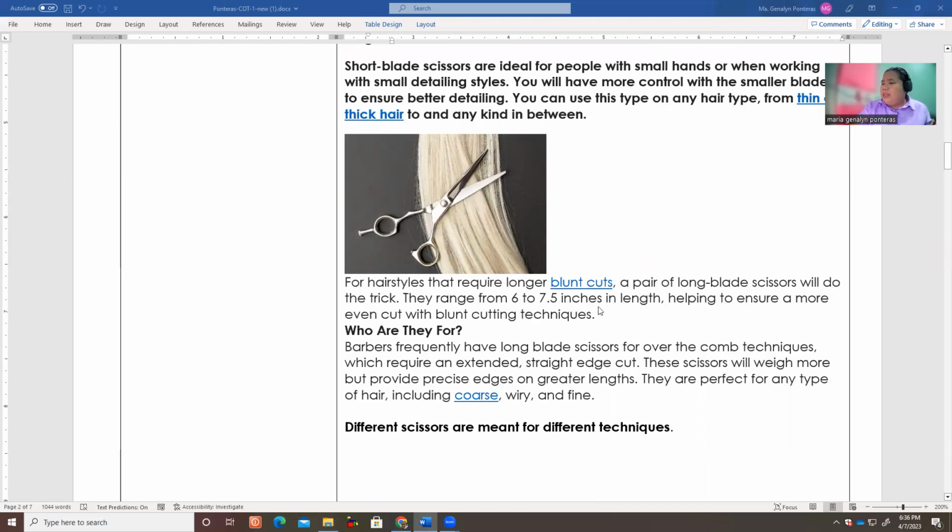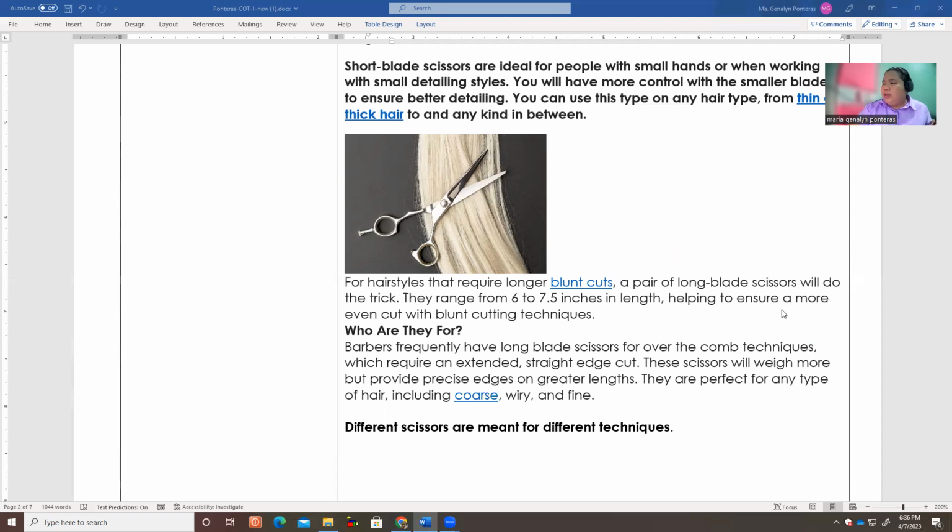Now, the last one is long blade scissors. So for the long blade scissors, it has a long blade, of course. So long blade is most of the time intended for long hair. So mga long hair, ito ang ginagamit. For the blunt cuts, yung mga pangtabas ng hair, long blade scissors ang ginagamit. So yung range ng blade niya is from 6 to 7.5 inches.